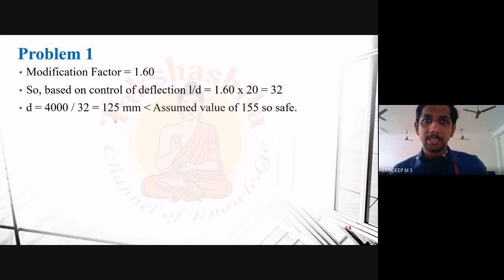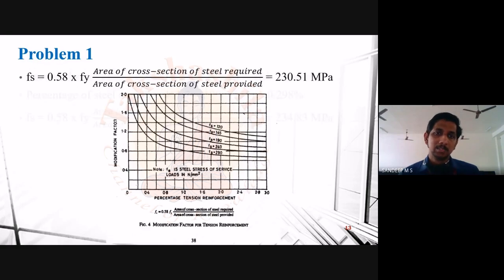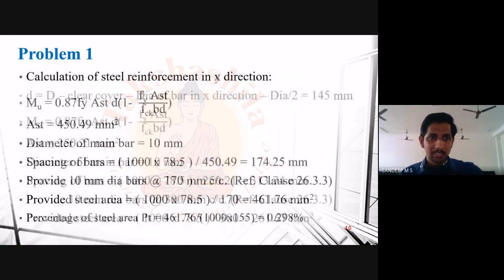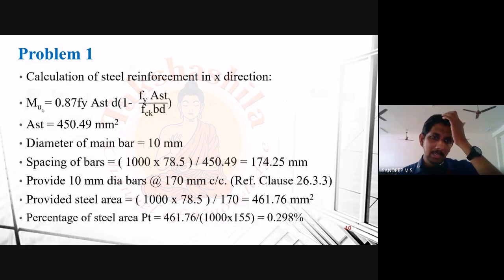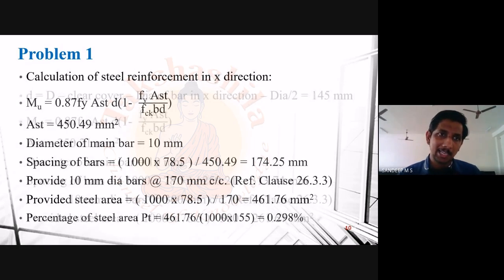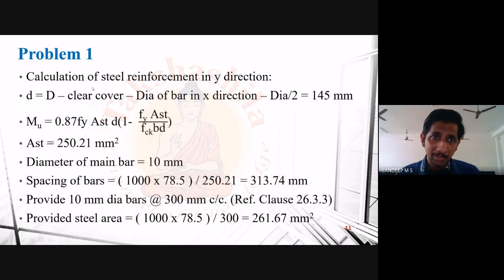I hope things are clear to you. That was the design of the beam along the x-axis, but our design is not complete because we have a two-way slab, so we have to design the reinforcement along the y-axis also. After finding out the steel provided in the x direction, they are going to calculate the steel in the y direction. There is a slight change here, so please do focus.